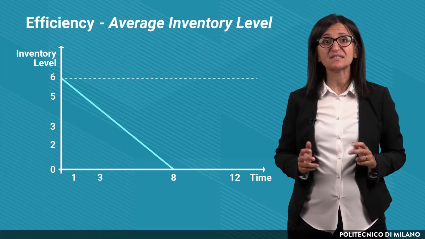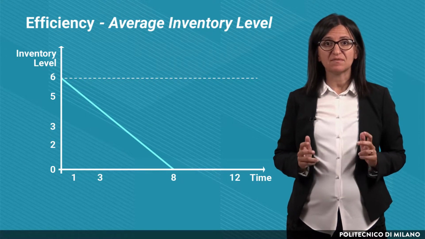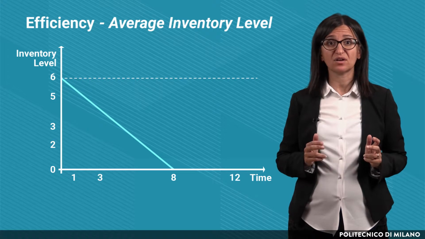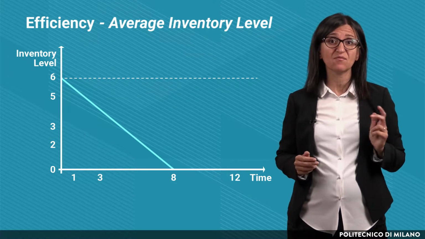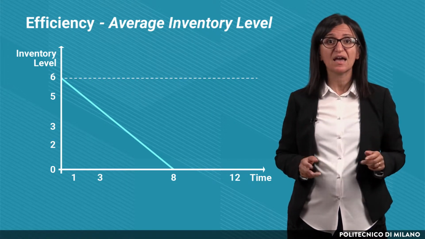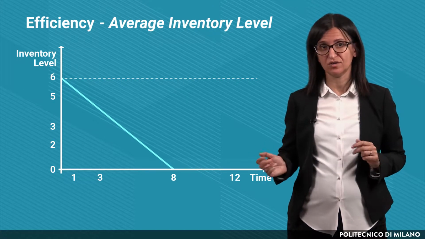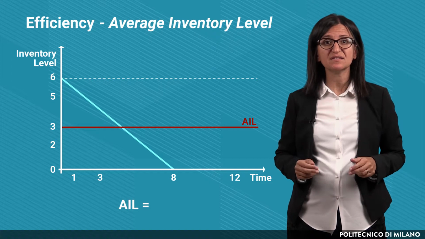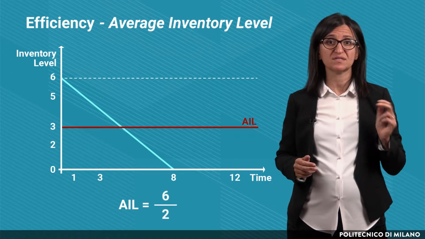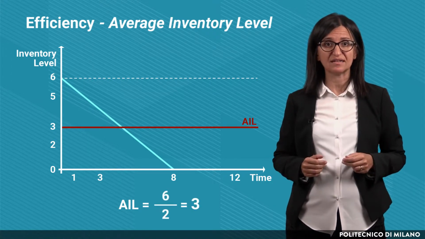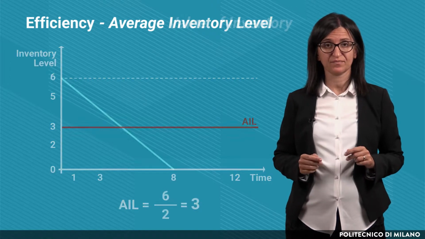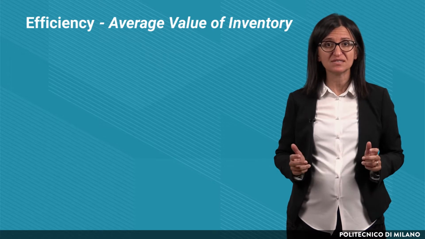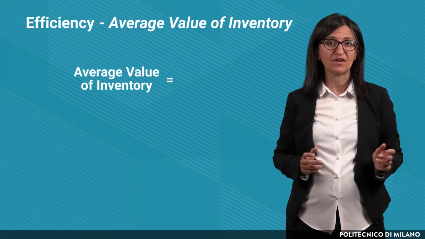Let's now consider a second example. Here the demand of the goods is continuous, and thus the stock level varies between a maximum value of 6 units and a minimum value of 0 units. Thus the average inventory level in this case is computed as the average of 6 and 0, thus resulting in 3 units. Switching to the monetary value, we can measure the efficiency through the average value of the inventories.